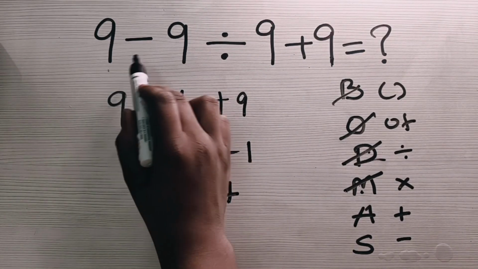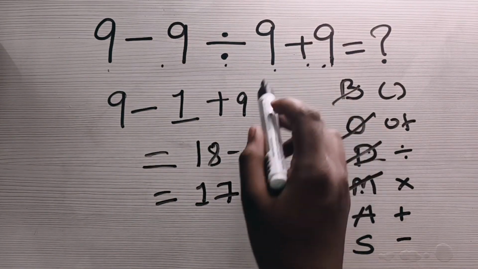So the value of 9 minus 9 divided by 9 plus 9 is 17.